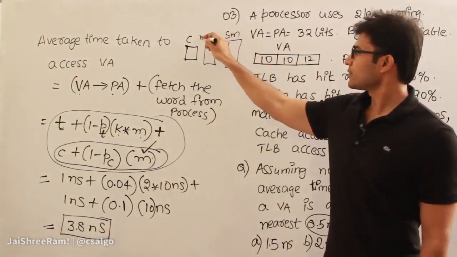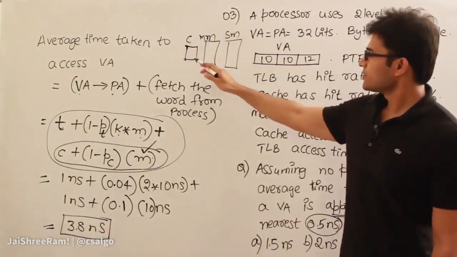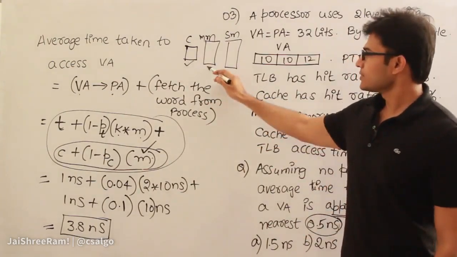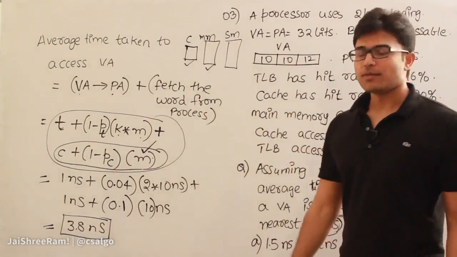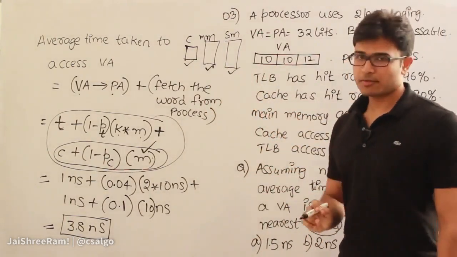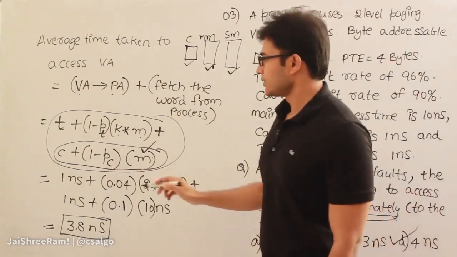It is main memory and secondary memory. First we'll search in C. If it is present in C, fine. If it is not present in C, we are going to get into main memory. If it is present in main memory, fine. If it is not present in main memory, we are going to get into secondary memory, right? That is why we get like this.